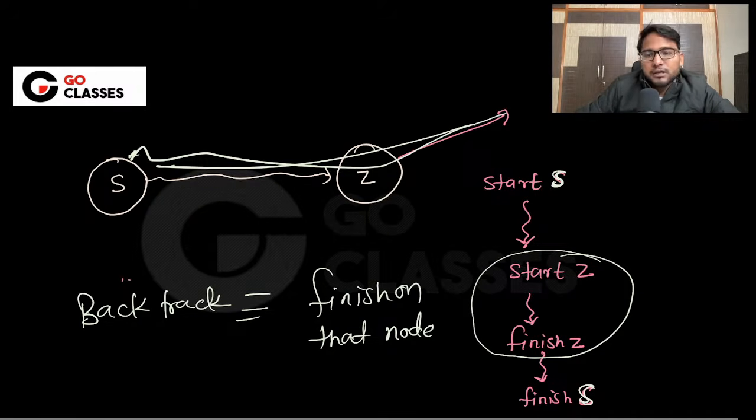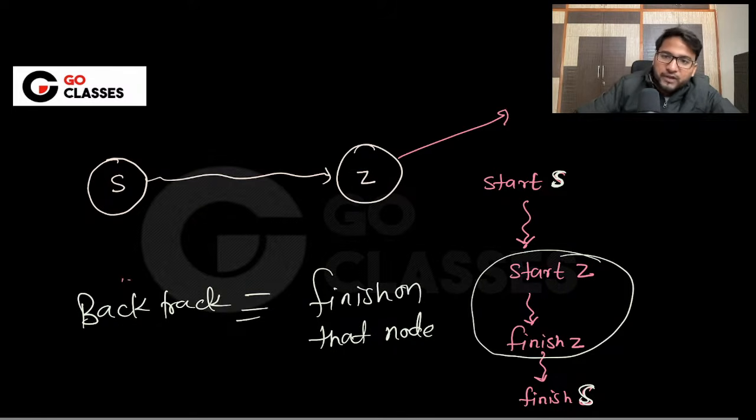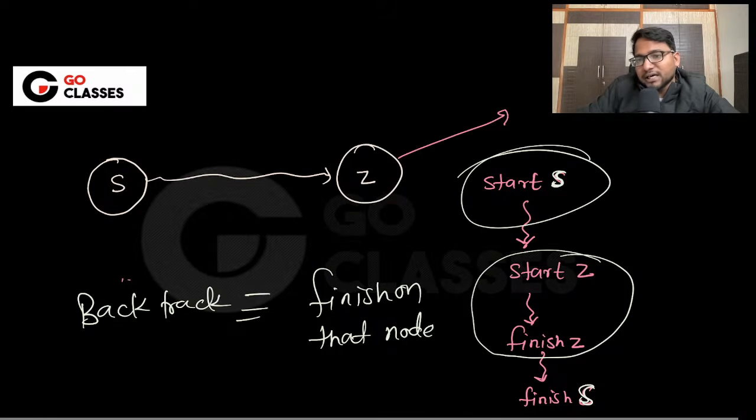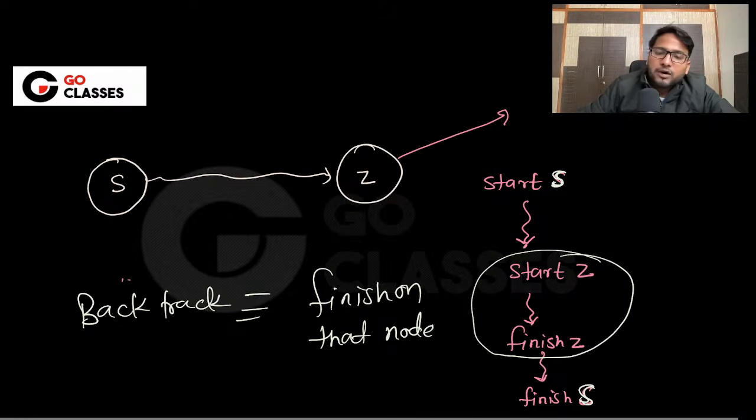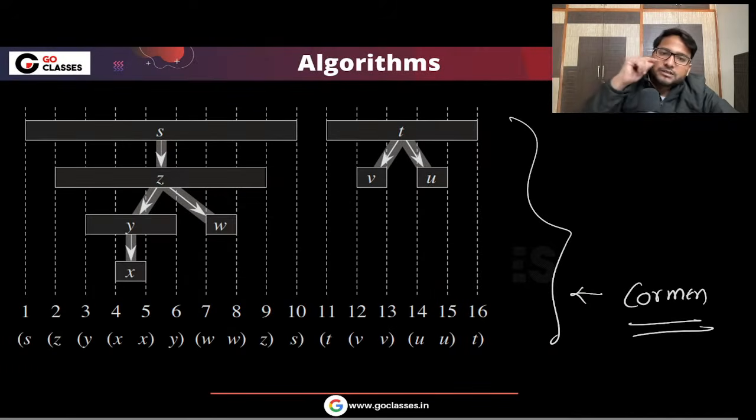Obviously, right? So if that is the case, then after starting S, if you are starting Z, then you need to finish this Z only. So basically this is called balanced parenthesis.